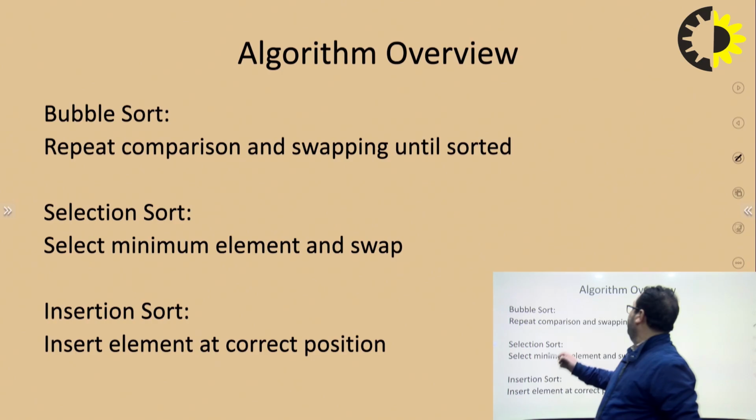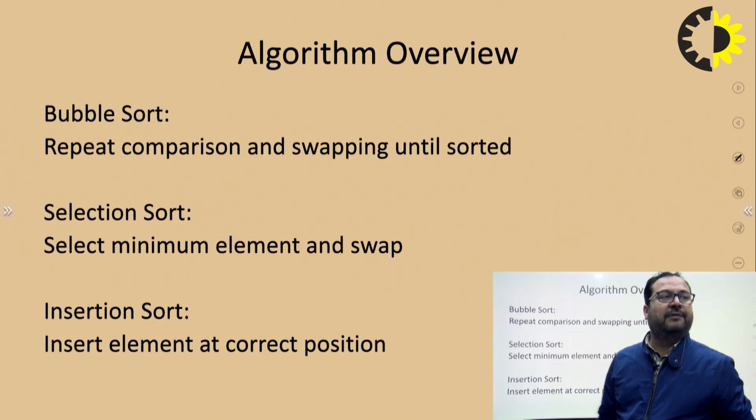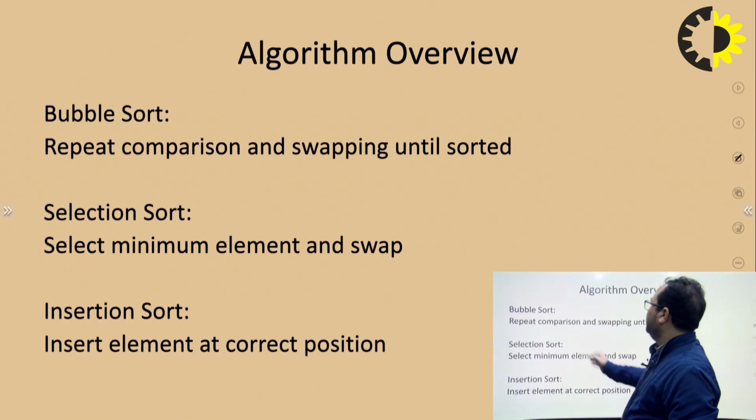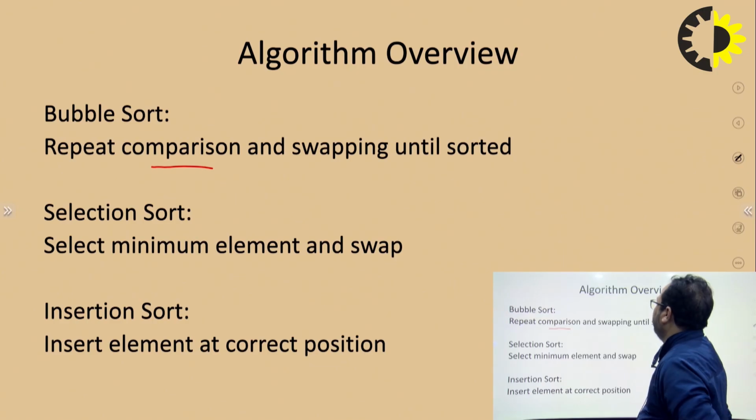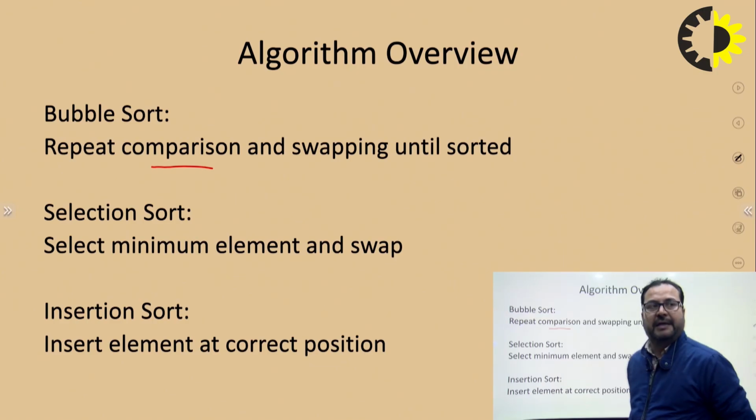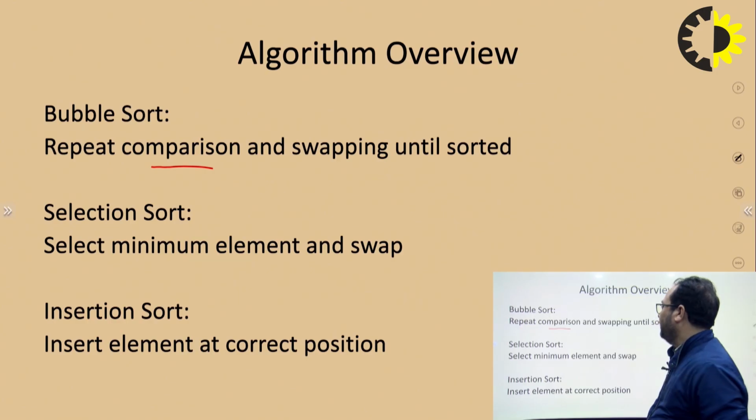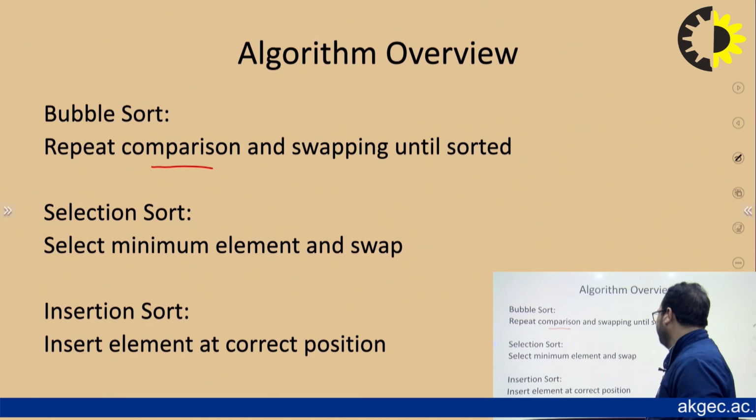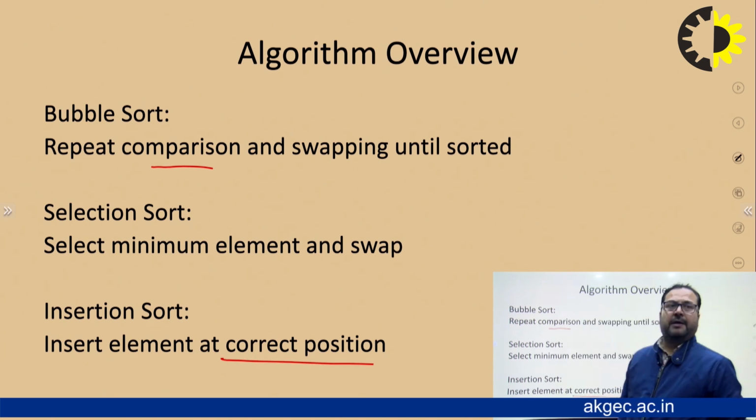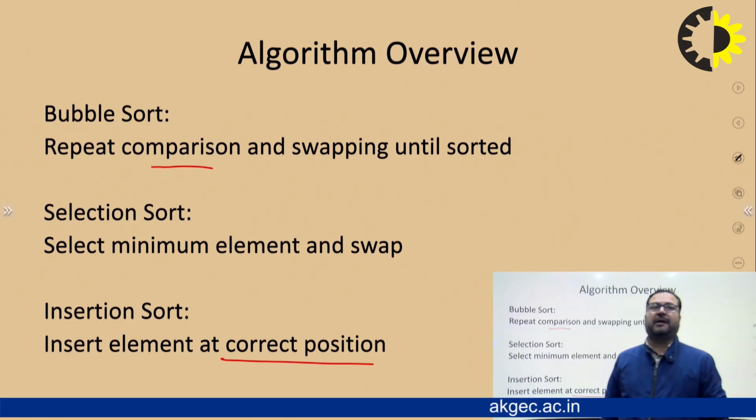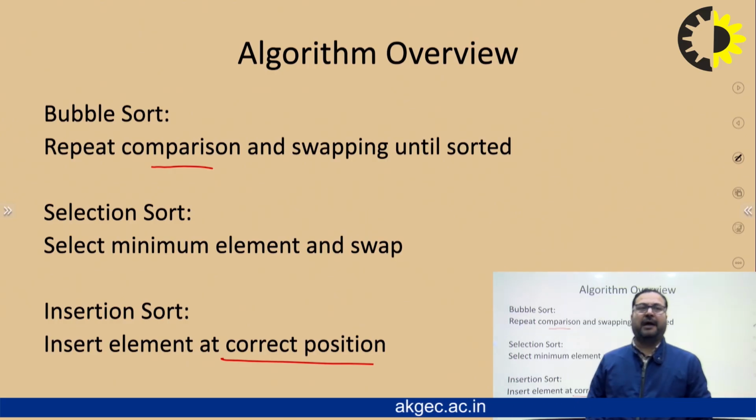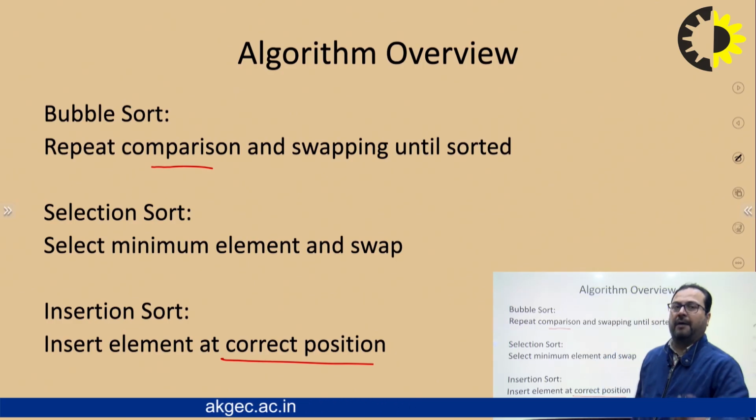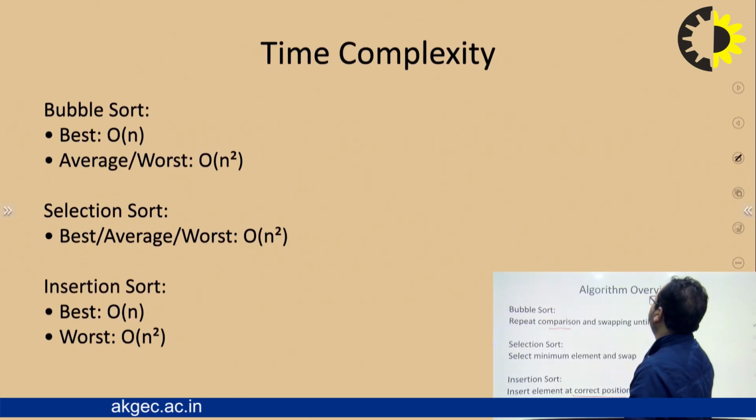So this is a little overview of these sorting algorithms: bubble, selection and insertion. In bubble sort, we repeat comparison and swapping until sorted. In selection sort, we select the minimum element and swap. In insertion sort, we insert the element at the correct position, and from where it has been inserted, the rest of the elements are shifted right by just 1 position.